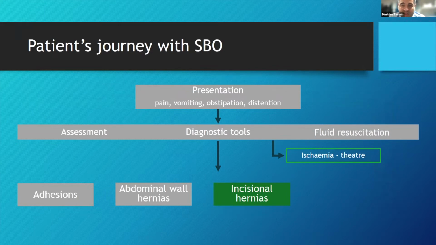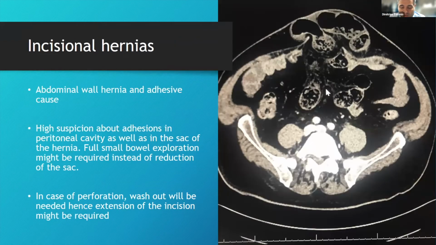Regarding incisional hernias, it's a very large part of the bowel obstruction chapter. What I would like to highlight is that we should always be suspicious that the problem in patients with incisional hernia is not only in the sac, and especially with patients with many previous operations, you might find that the adhesions deep in the peritoneal cavity are more of a problem compared to the sac itself. And if you operate and find that there is perforation in the peritoneal cavity, you might have to extend in order to do a washout.